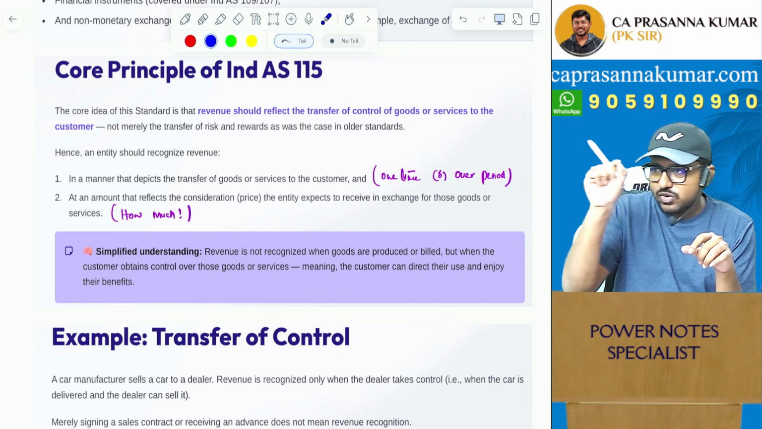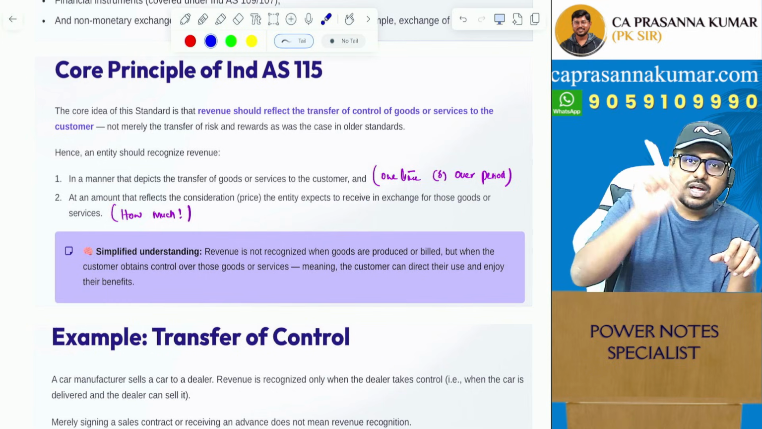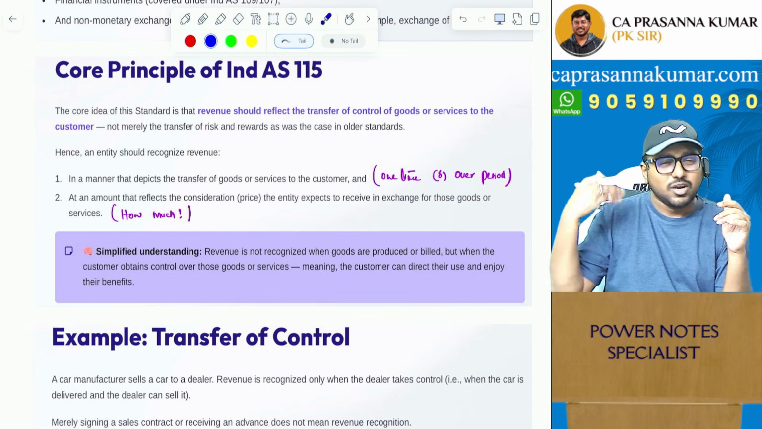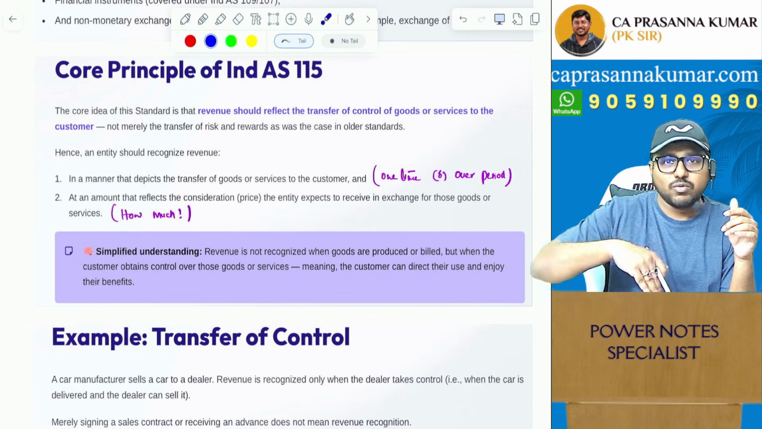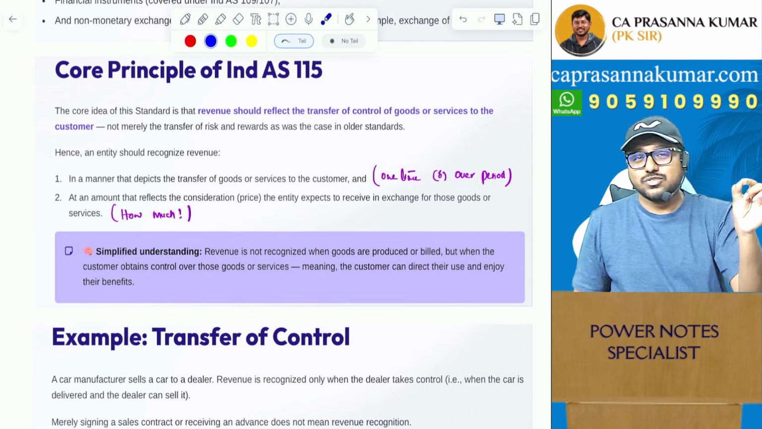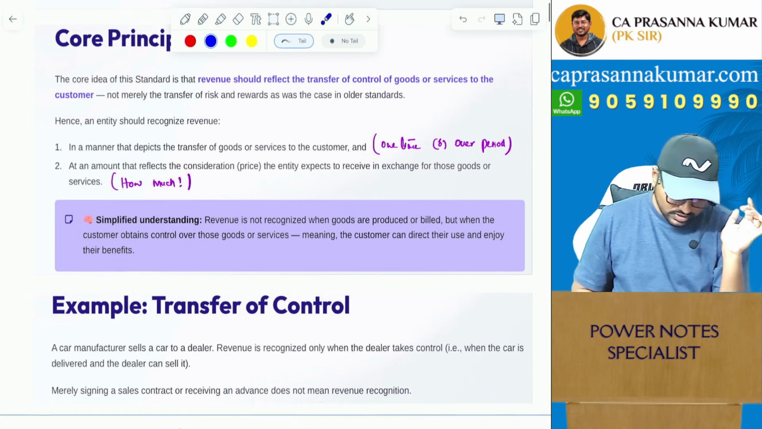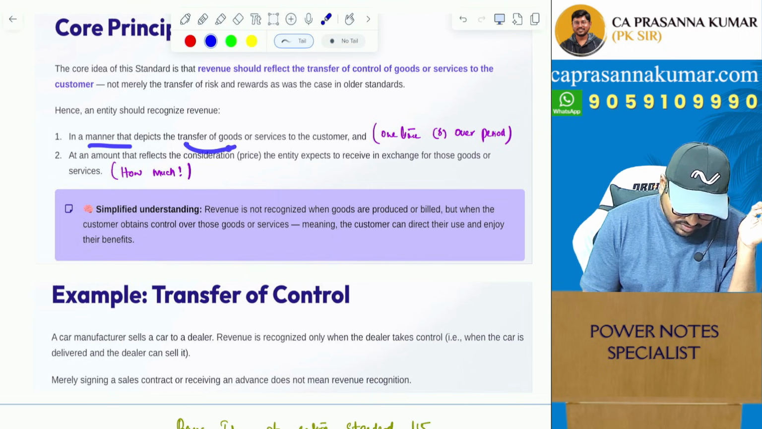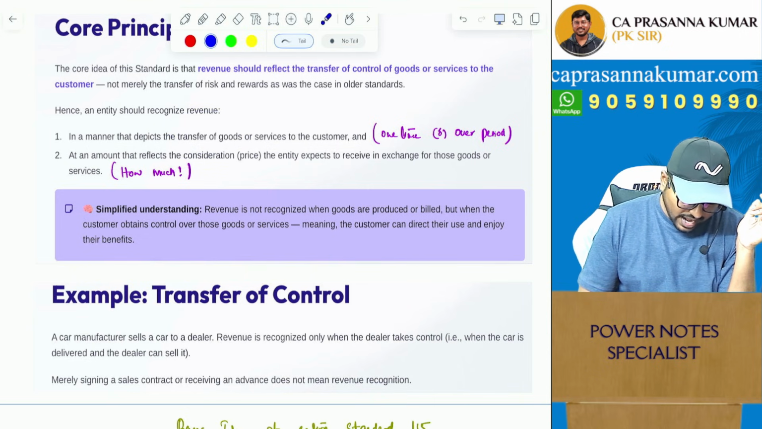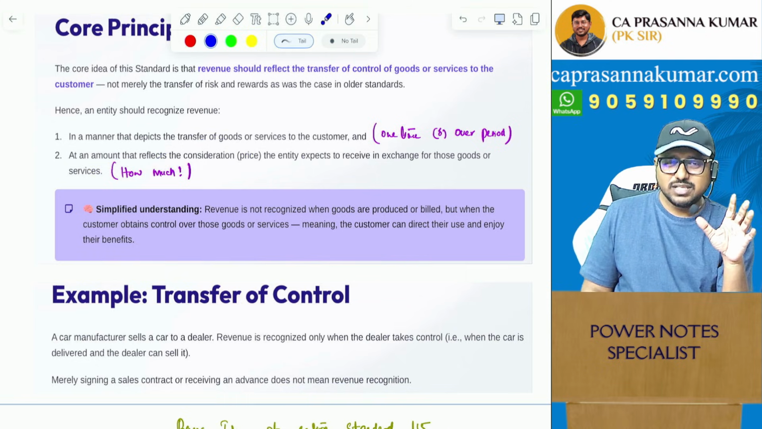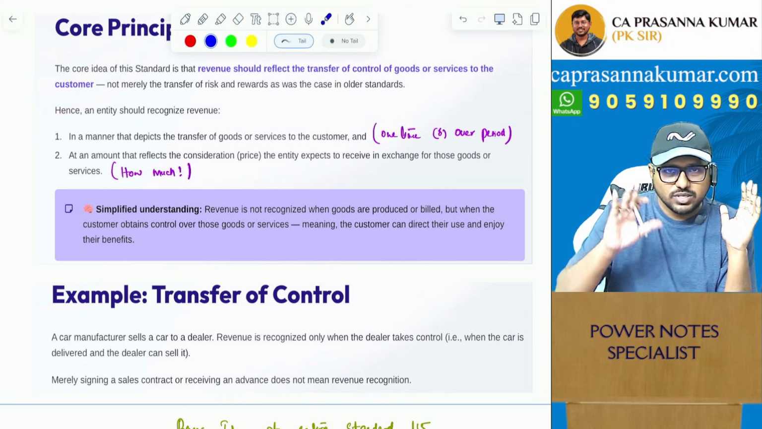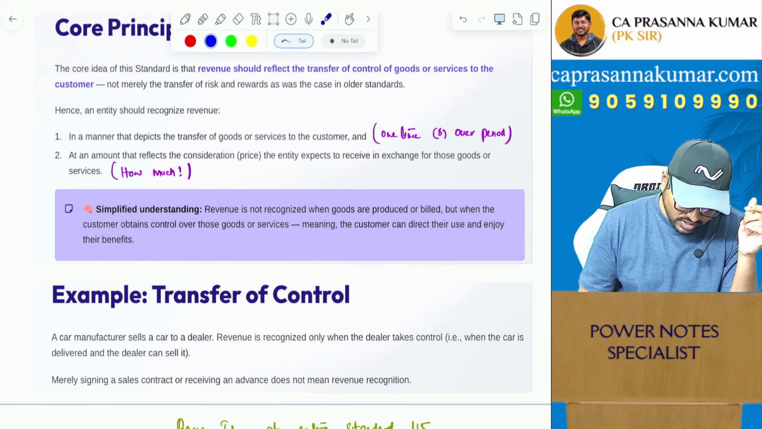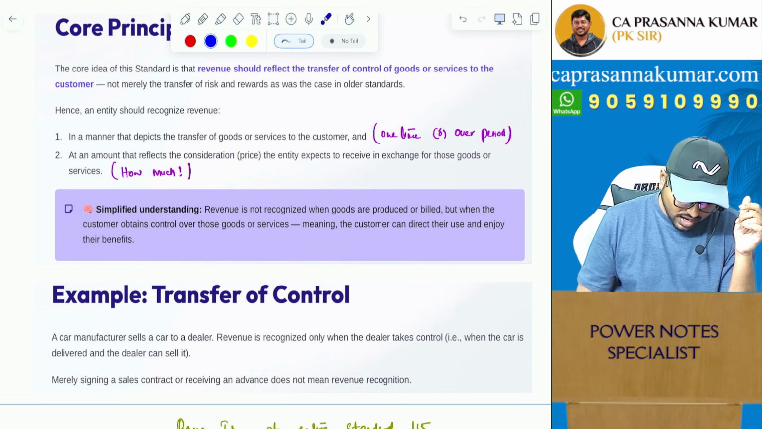So transfer of control of goods or services, based on that only we'll be recognizing the revenue. Not based on risk transferred, not based on reward transferred. Usually we got used to listening to these words, risk and reward, risk and reward, but that's not the case over here. Transfer of control of goods and services. Hence an entity should recognize revenue in a manner that depicts the transfer of goods or services to the customer and the amount that reflects the consideration, meaning how much money you have got. That also Ind AS 115 will say. So two things are being focused on over here. One is transfer of control of goods and services. Other, sorry.